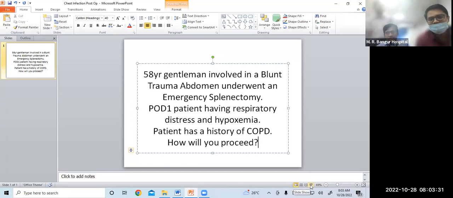A 58-year-old gentleman involved in blunt trauma abdomen underwent an emergency splenectomy. On POD1, the patient is having respiratory distress and hypoxemia. Patient has a history of COPD. How will you proceed?